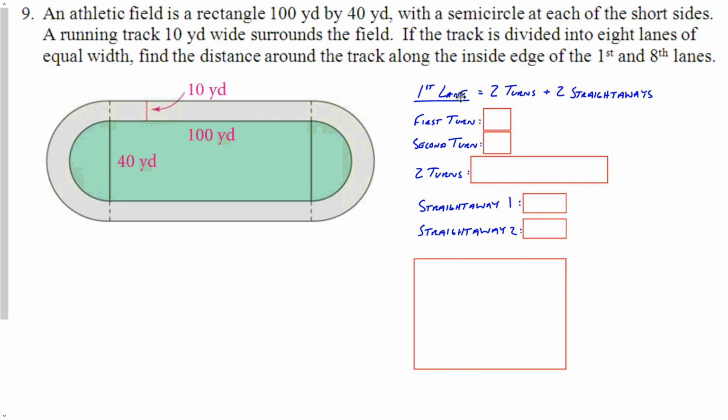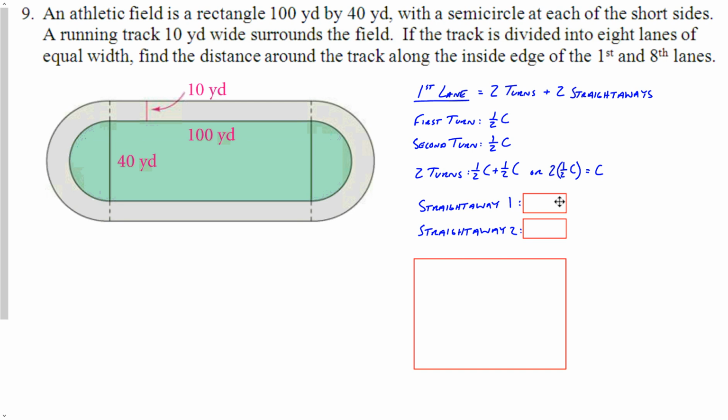Well, each turn in this, it says, is a semicircle. So we'd have to find circumference and then take half of it. So each of those would be 1/2 times circumference. But they are the same because when you have this track, those semicircles would be the exact same. Since the lengths of the rectangular field are the same, the radius of each semicircle would be the same, so they would be congruent to each other. So 2 turns together, if I add the 2 half circumferences or if I double it, the total for just those 2 turns is the circumference of just 1 circle.